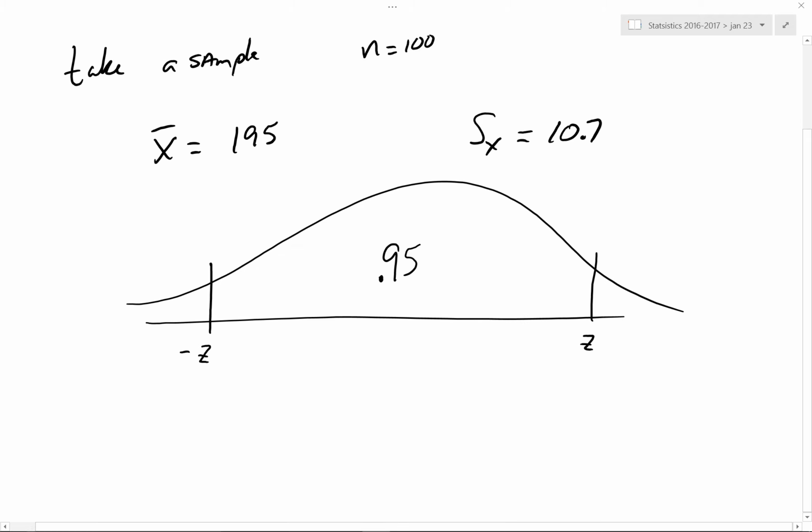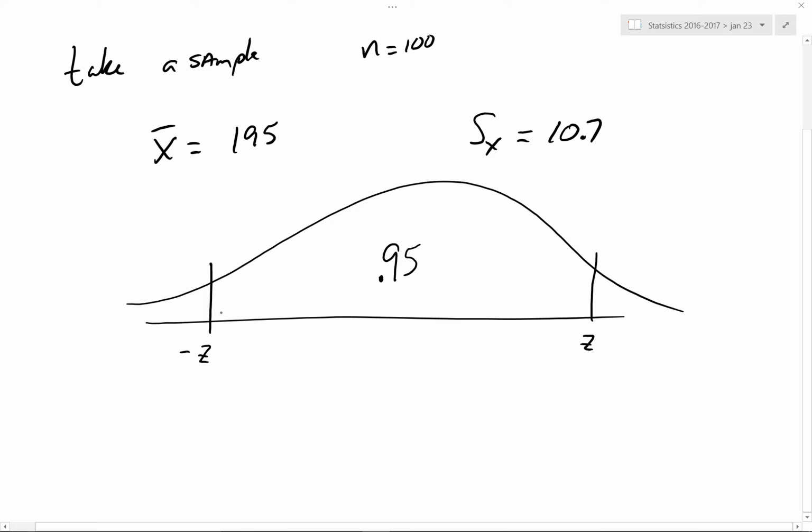Can I find this z-score right here? First of all, that's a negative and this is a positive, the same value. Now, how could I find this one down here? How do I find the z-score? You do 195 minus 100 over... No, not at all.